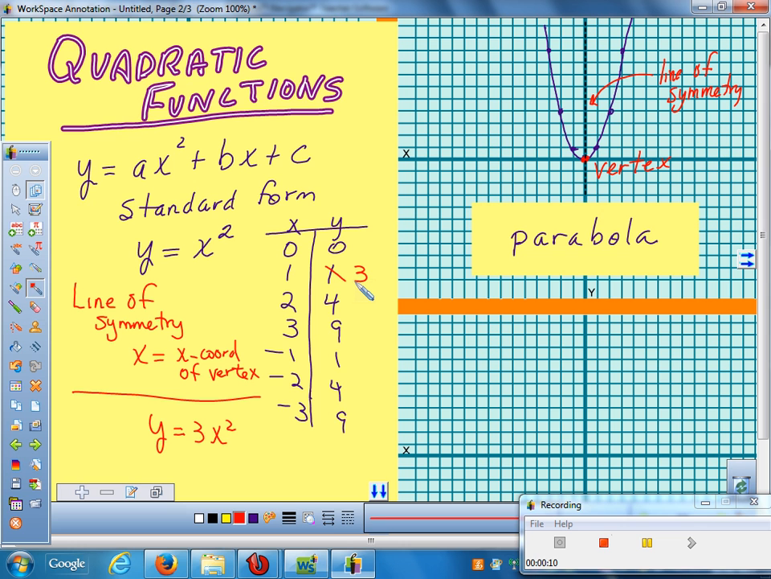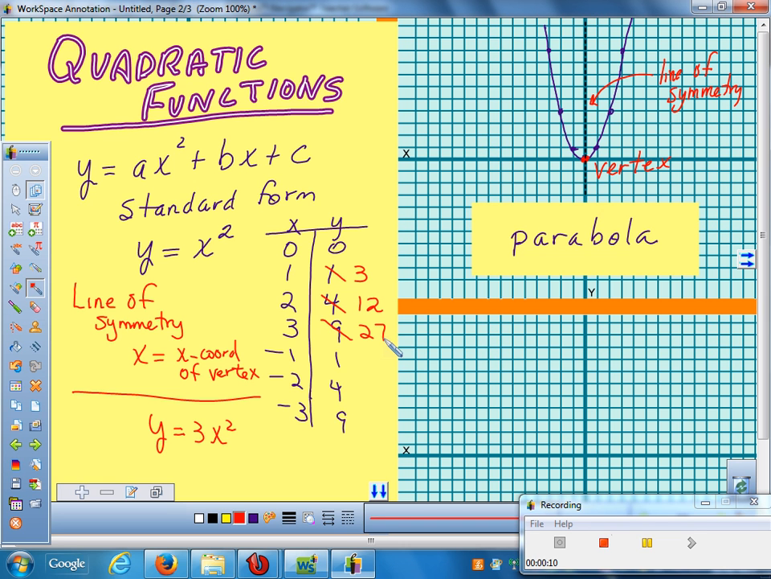And if you sub 2 in for x, 2 squared is 4, but then you have to multiply it by 3, so that 4 becomes a 12. And the 9 you're taking times 3, so that y coordinate becomes 27. So if you have a number in front, you take all your y coordinates times that number. It changes your y coordinates every time.